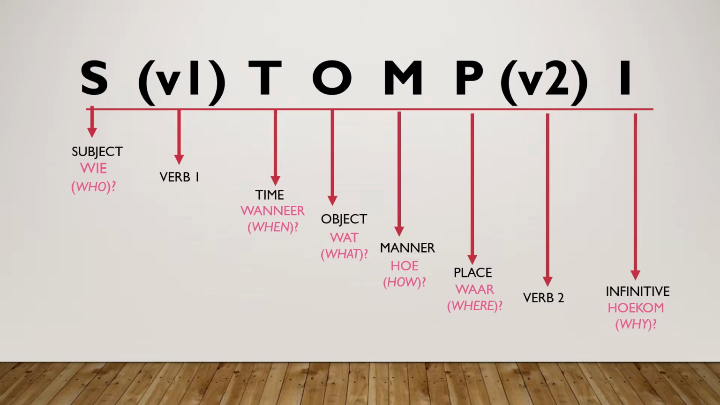When did it happen? That would be the time. So the answer to any one of those questions would be the time, for example. When I have to find out what the object in a sentence is, I ask the question wat. What was the verb being done to? My manner would be hoe, or how was it done? My place would be waar het dit gebeur, where did it happen? And for my infinitive, I ask the question hoekom, or why.